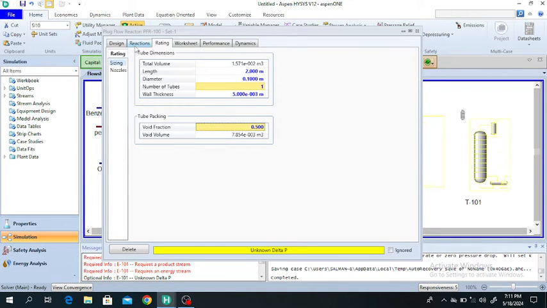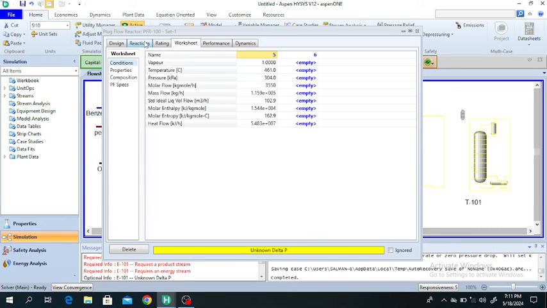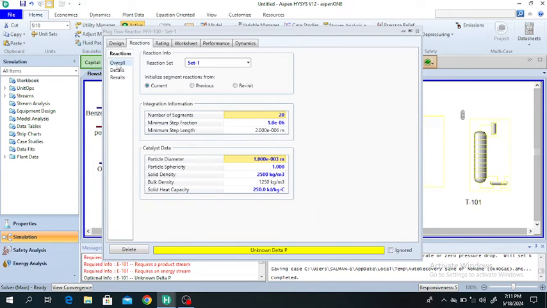Okay, now go to the reaction, go to the worksheet. Go to the reaction and go to the work all. The number of segments is 20. Minimum step, this is okay.